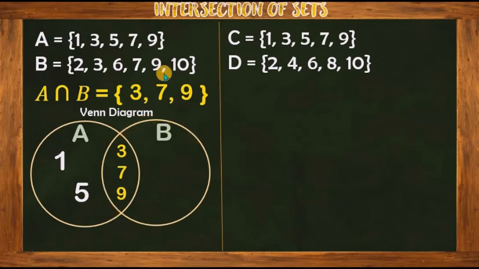So that's what you are going to write. And for set B, we have 3, 7, 9 here. So the missing ones are 2, 6, and 10. That's what you're going to supply.